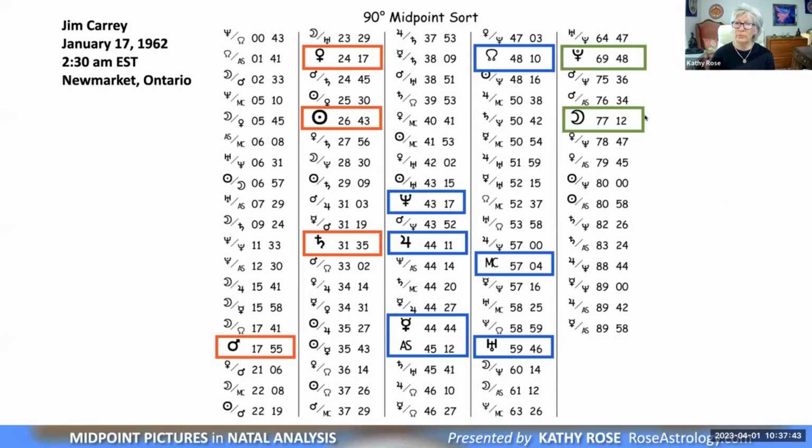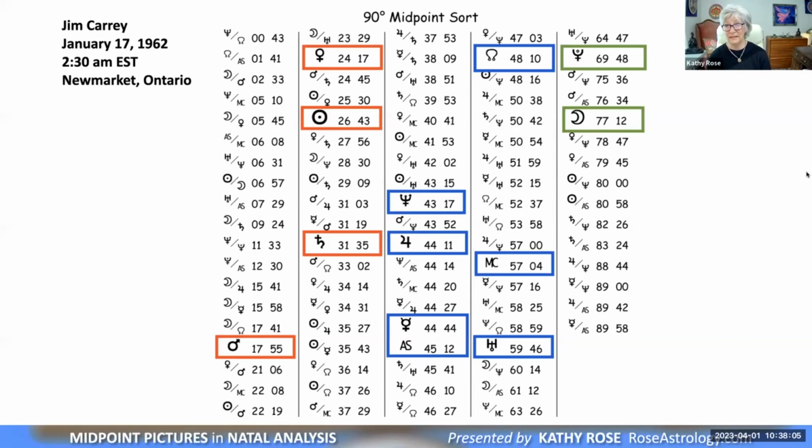And then when we get to Pluto and Moon in the mutable modality, now you have to subtract 60 degrees in order to find the natal degree. So Pluto would be 9 mutable and the Moon would be 17 mutable. Okay, so there's value in just looking at the natal planets in the midpoint sort.